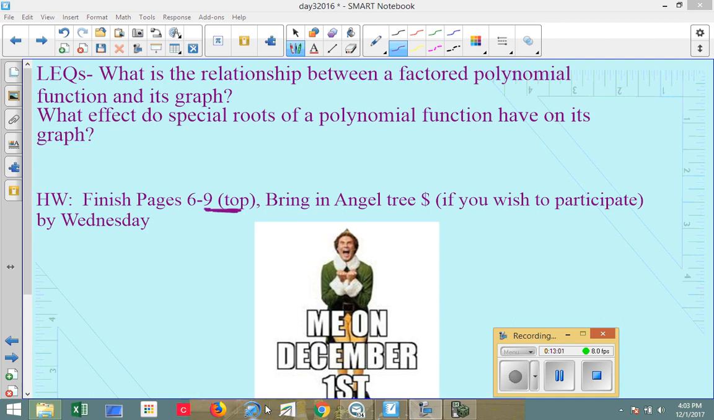Okay, and that's it for today. So please finish up pages 6 through 9, just the top of 9. You don't have to do the bottom part of page 9.